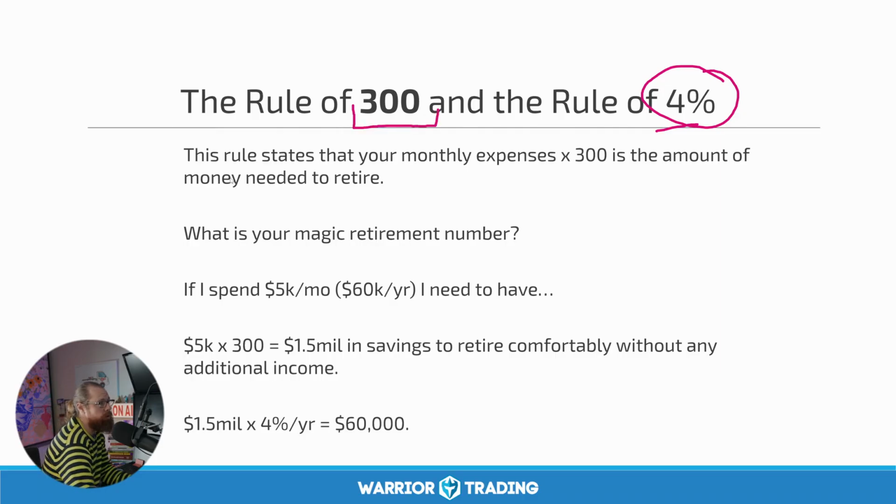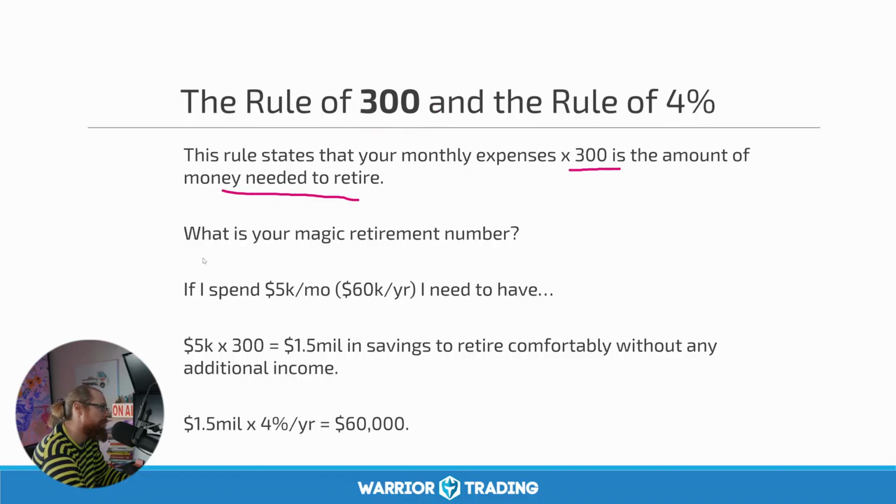And so to figure out your magic number for the rule of 4%, we use the rule of 300. The rule of 300 states that you multiply your monthly expenses by 300 to figure out the amount of money you need to retire. So just as a scenario here, if you spend $5,000 a month, or that's what you want in retirement, about $1,000 a week roughly, then 5,000 times 300 is $1.5 million. $1.5 million times 4% is $60,000. Divided by 12 is $5,000 a month. So this is just a roundabout way to get that same number.